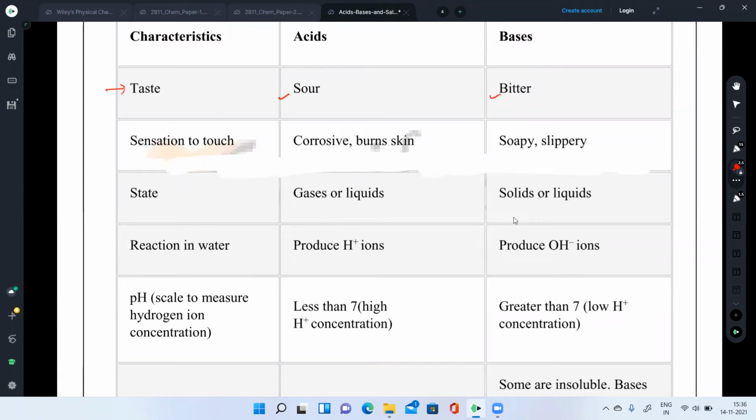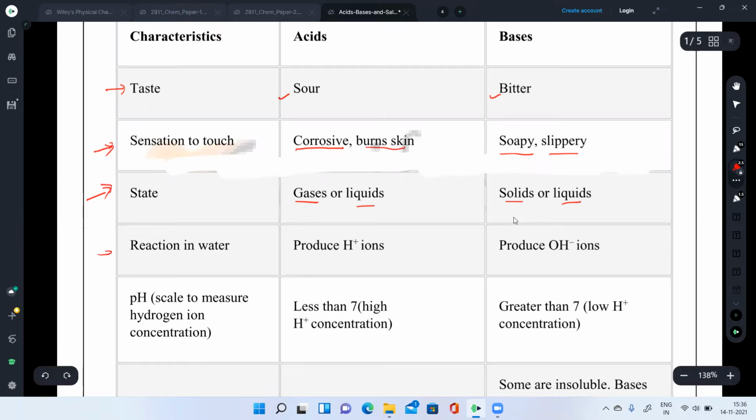Sensation to touch: acid is corrosive in nature and can burn skin, but base has a soapy, or you can say slippery, nature. For example, in all types of soaps and detergents, bases are the important component, and that's why soaps are slippery in nature. Now, the physical state of acid can be gas or liquid. Bases can exist as solid or liquid.